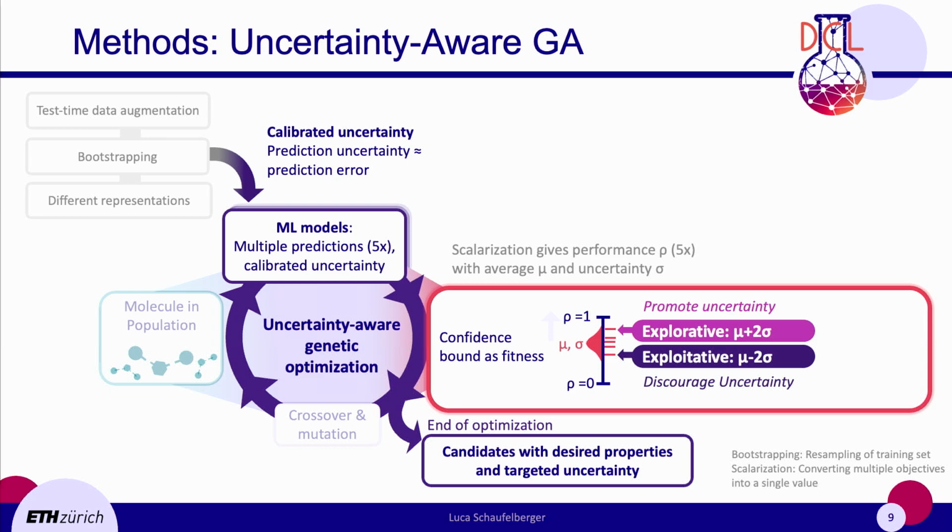Again, if this was a bit too convoluted, the important thing is that we change our fitness function to include the uncertainty, either in an exploitative or an explorative fashion.